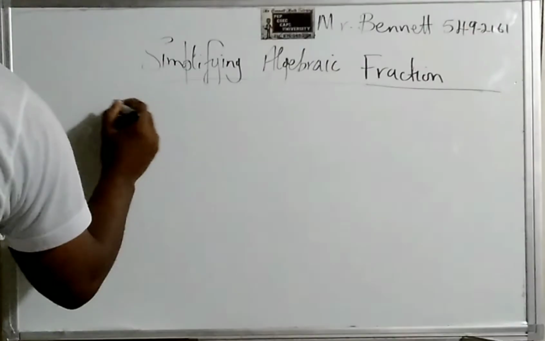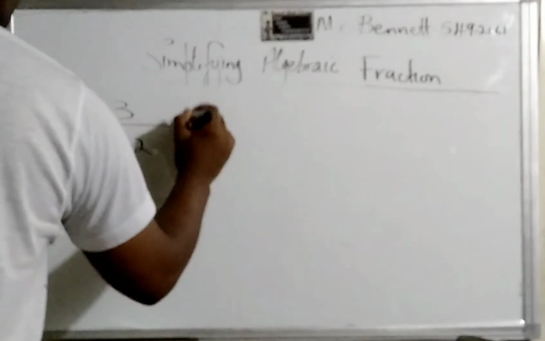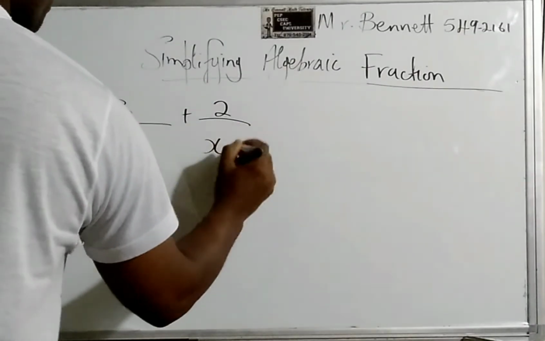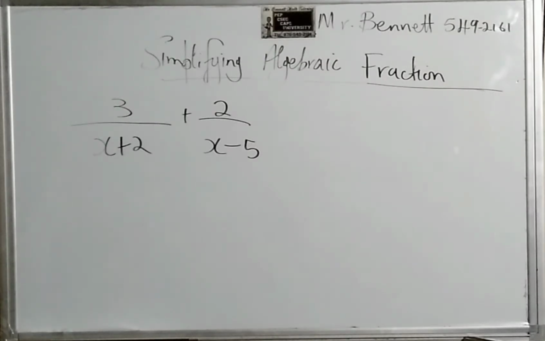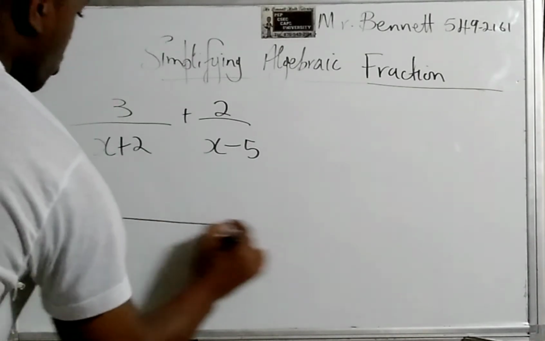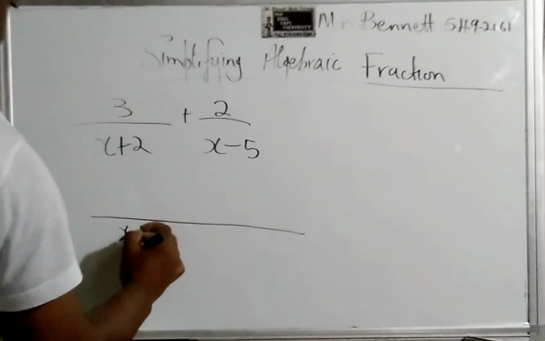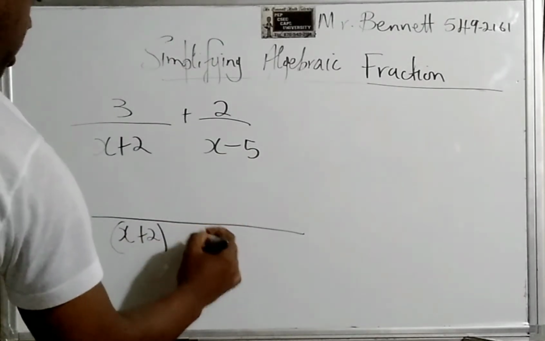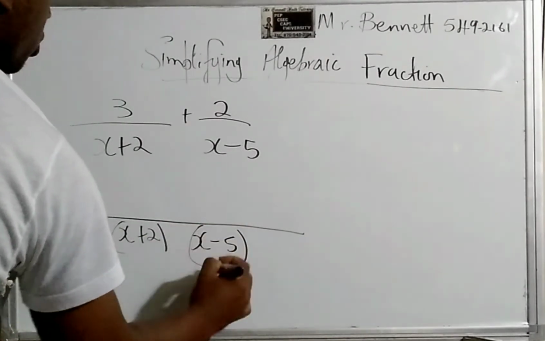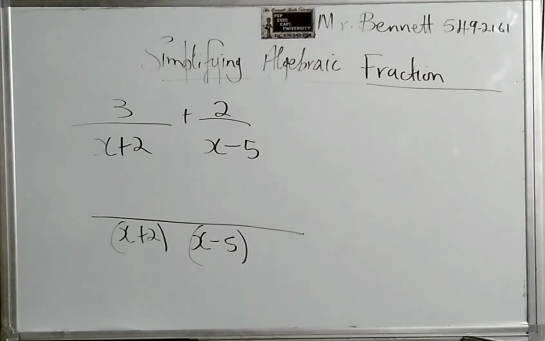Let's start off simple. Say we have 3 over x plus 2, plus 2 over x minus 5. Now you may be wondering, how can you find the LCM of the denominators? We don't know what x is, but we know that whatever it is, this can go into this. So it will be (x plus 2) and (x minus 5). So we use the product of the denominators as the lowest common multiple.